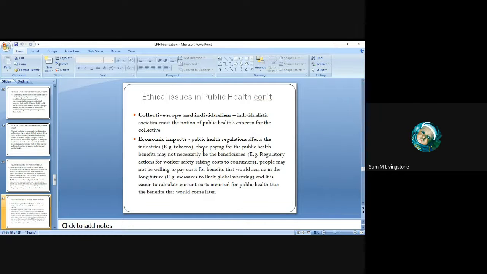Individualistic society resists the notion of public health concern for the collective. I, Sam Livingstone, am responsible for my health as a whole, and it should be my responsibility to make sure that I'm healthy. Not a group of people telling me we need to come together to prevent this thing, the disease condition. Let us work in unity. No. I can work as an individual and make sure my health status is okay.